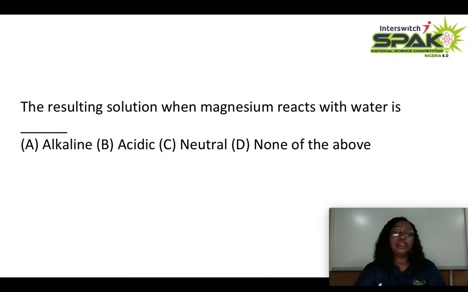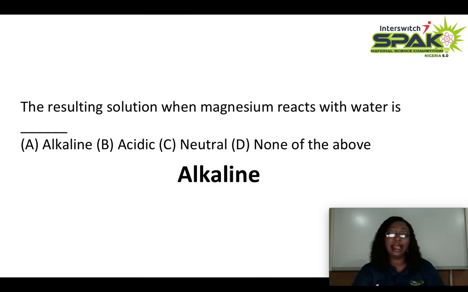The resulting solution when magnesium reacts with water is dash. What solution is formed when magnesium reacts with water? Is it alkaline, acidic, neutral, or none of the above? The answer is alkaline. When metals dissolve in water, they give you a base, alkaline. And when non-metals react with water, they give you acids.